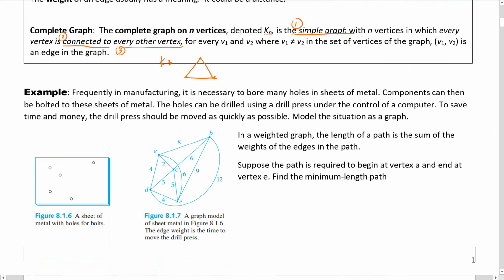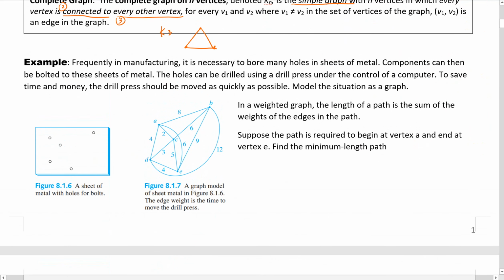Alright, let's look at this example. Frequently in manufacturing, it is necessary to bore many holes in sheets of metal. Components can then be bolted to these sheets of metal. The holes can be drilled using a drill press under the control of a computer. To save time and money, the drill press should be moved as quickly as possible. Model the situation as a graph.